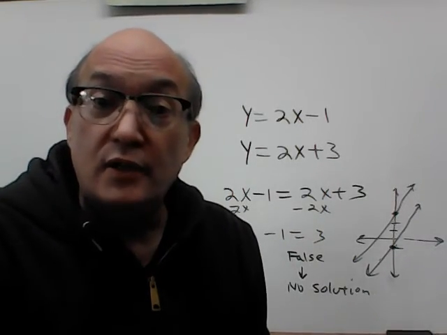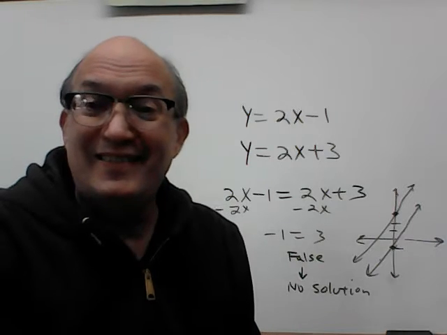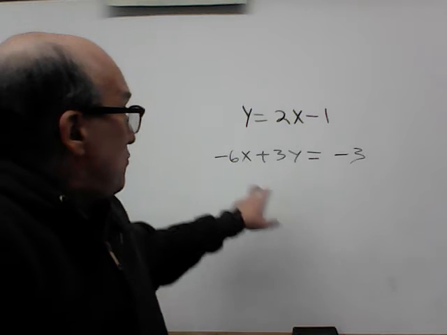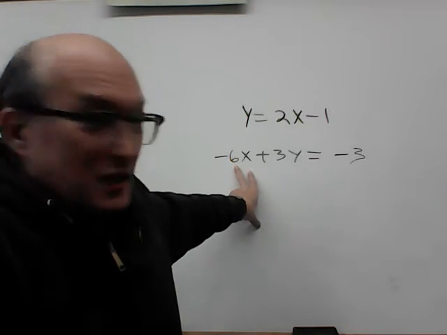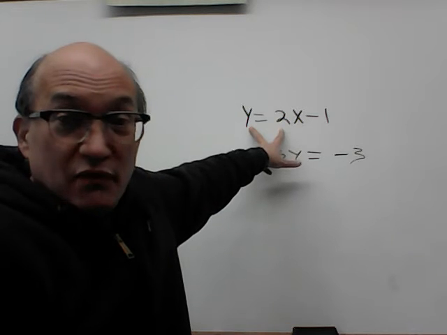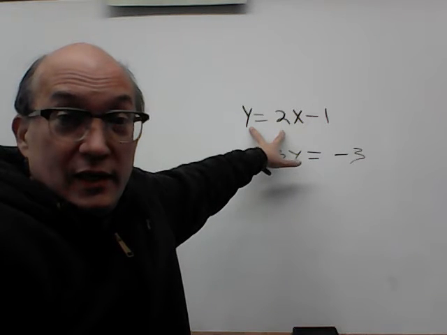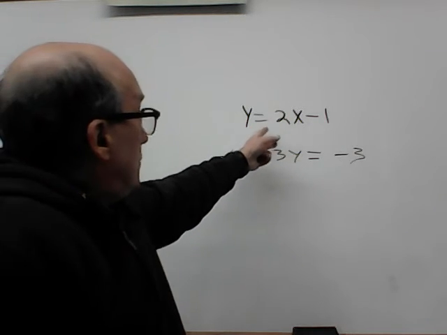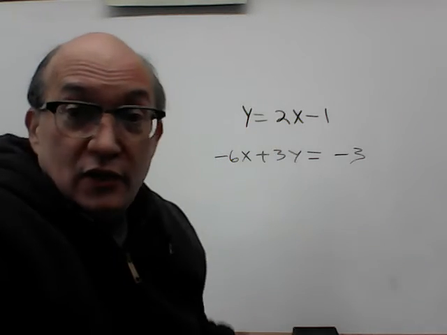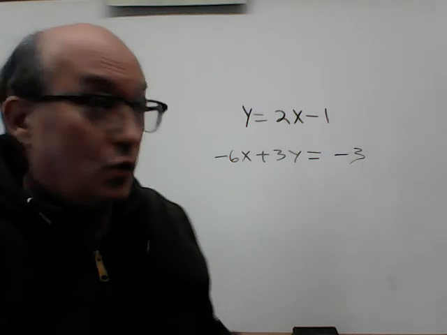Let's consider that notion of disguise again. Let me let you in on the secret right from the start. You may recognize negative 6x plus 3y equals negative 3 because I did the same thing that I did before with the y equals 2x minus 1. I subtracted 2x from each side and then multiplied each side by 3.